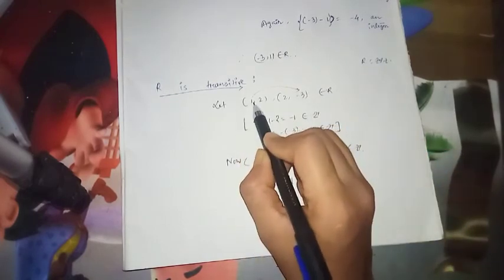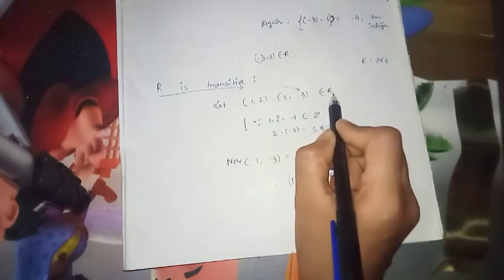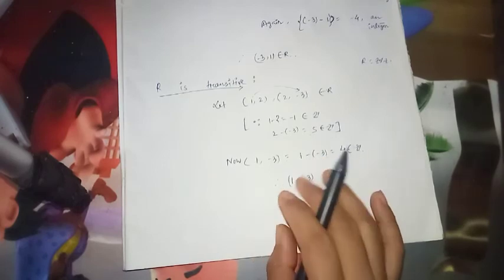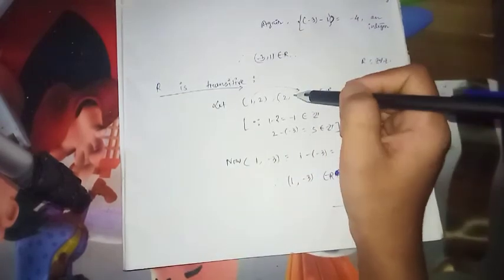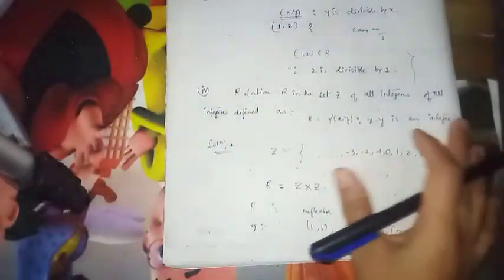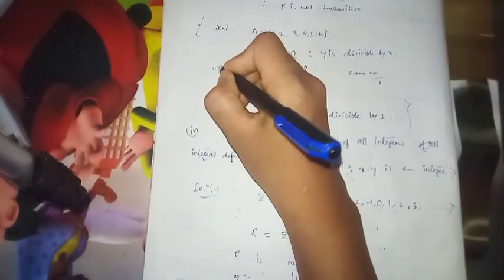For two elements (1, 2) and (2, minus 3) belonging to R, we will get (1, minus 3) belonging to R, therefore R is transitive. So question number 4 is also done and question number 3 is homework for you. You should try at least. So this video is all about this. I hope you are all getting it.